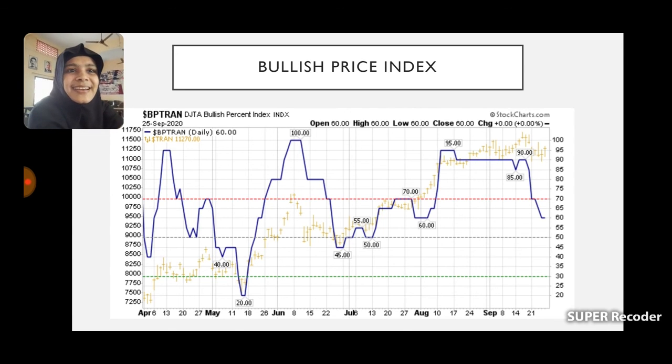Sorry, you can see a bullish price index chart here. When it is above 70%, it is bullish tendency, and when it is below 30%, it is considered as bearish tendency.